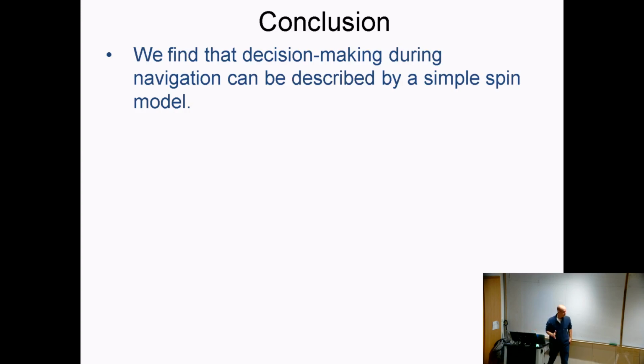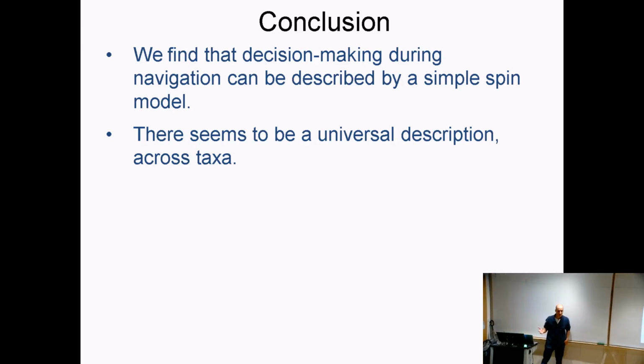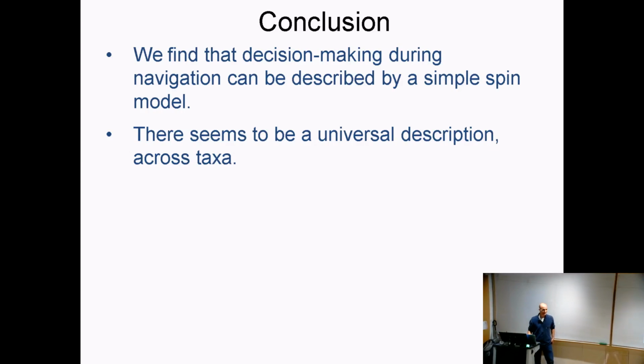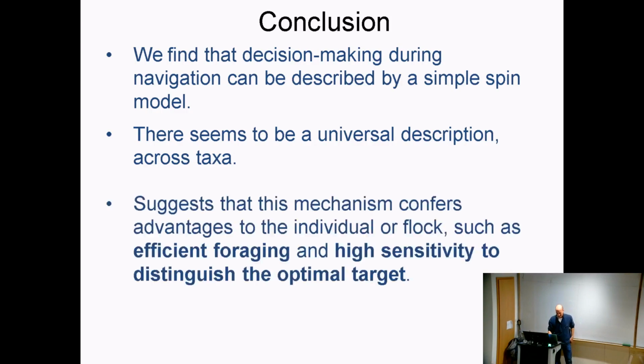It's decision-making during navigation. It's a simple spin model that seems to capture it, although, to be honest, there's many more tests that we need to put it through. It seems to be universal across taxa between animal groups, which I think is quite amazing, I would say, although it managed to really enrage some biologists when we said that, because they like the differences between taxa, and physicists like to make general statements.